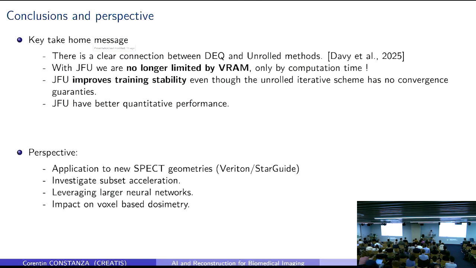And for the perspectives, as I said, we want to apply this to voxel-based dosimetry to further validate these methods clinically. We also want to apply this to new SPECT geometries, such as the Veriton and the StarGuide. And we also want to investigate other algorithms, such as subset acceleration, or BSREM, and so on, and use larger networks since we have more VRAM available. Thank you.